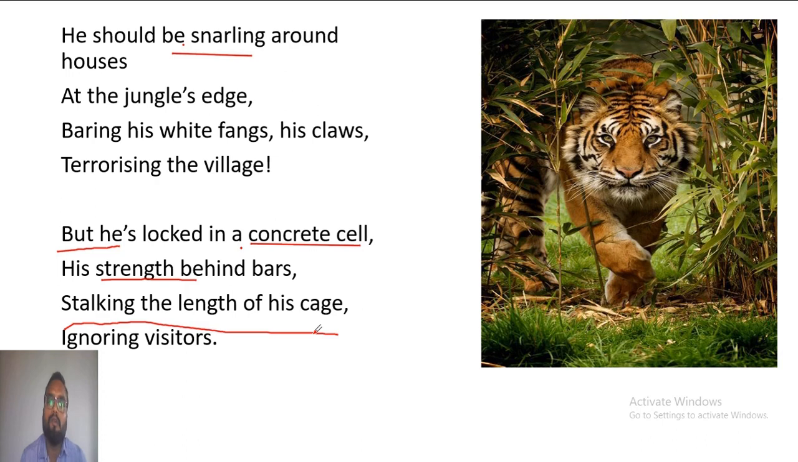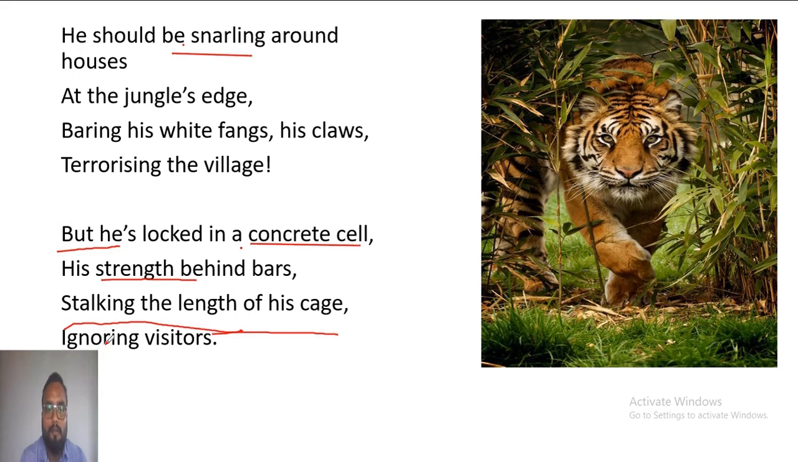It is left with only one thing, that is stalking the length of the cage. It means walking inside the cage, and that too in a cage which has very limited space. Ignoring visitors, and one more activity it is left with, and that is ignoring visitors. Ignoring visitors means here its power has been reduced to a joker.